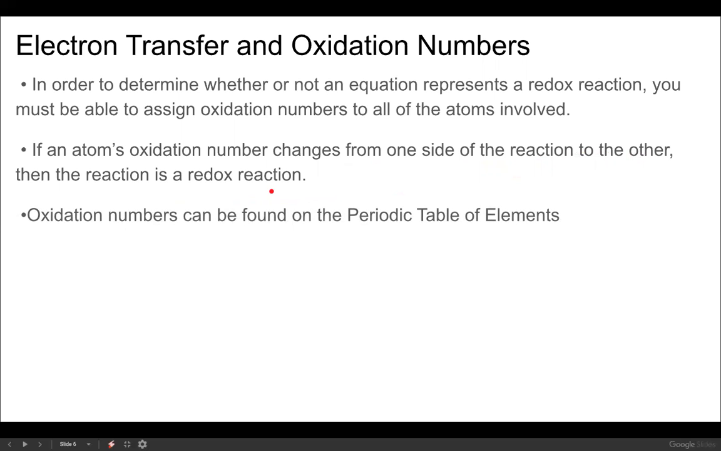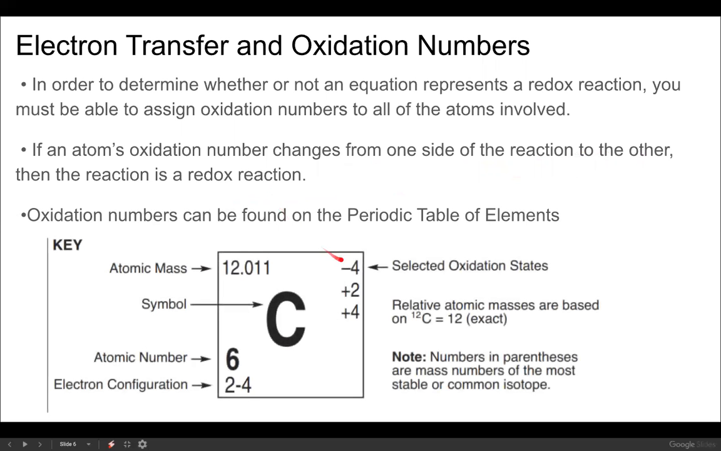Oxidation numbers can be found in the periodic table of elements, and we've been using them so far this year. They are the numbers right here, which previously we were referring to as charges. However, now in our course, we're going to be referring to these numbers as oxidation numbers. As you can see, they're called selected oxidation states.